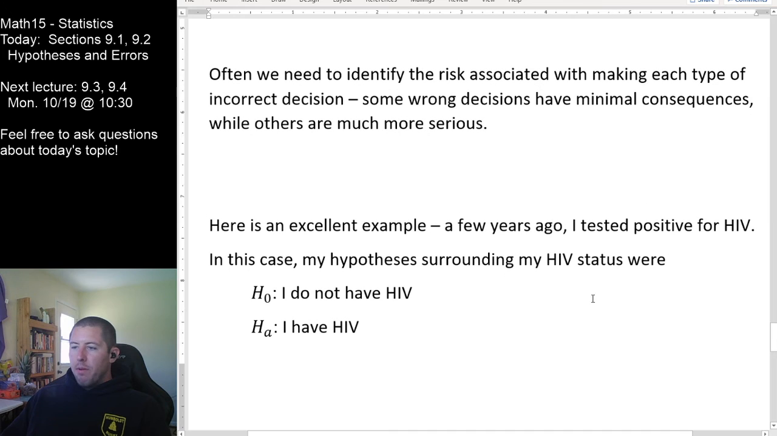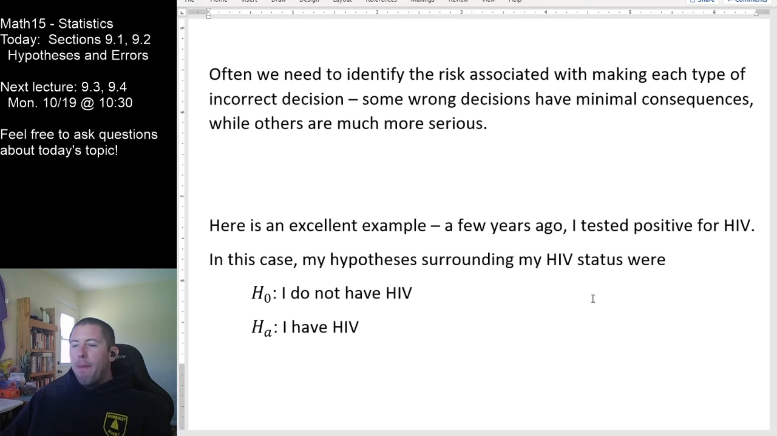An excellent example: a few years ago, unfortunately, I received a positive test for HIV. Fortunately for me, I don't have HIV. That was good. But I did have a tough couple weeks where I thought that I did. So let's talk about how this HIV testing does and should work.